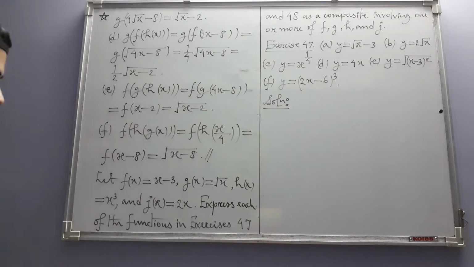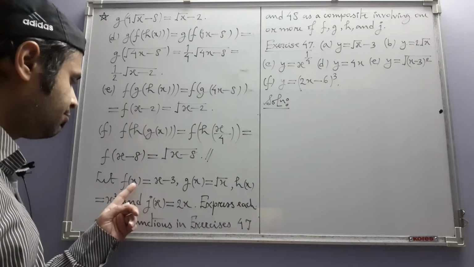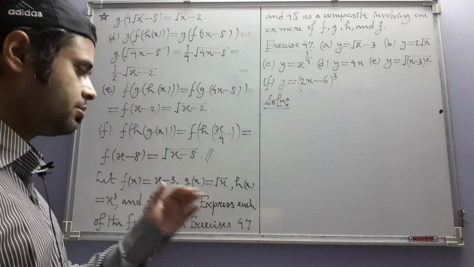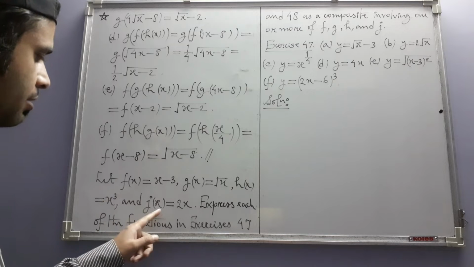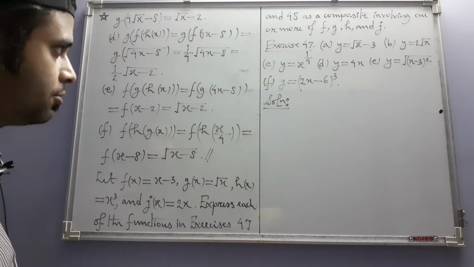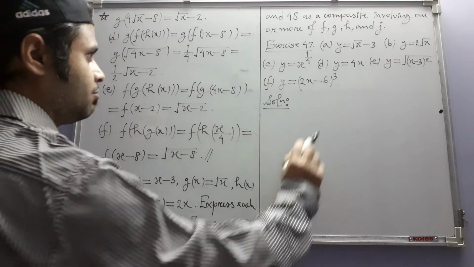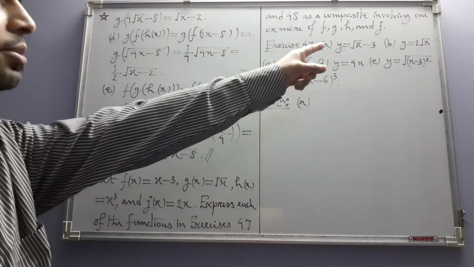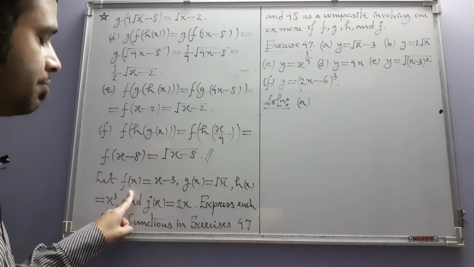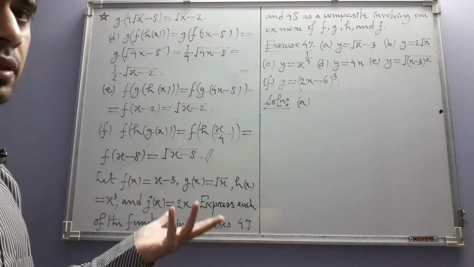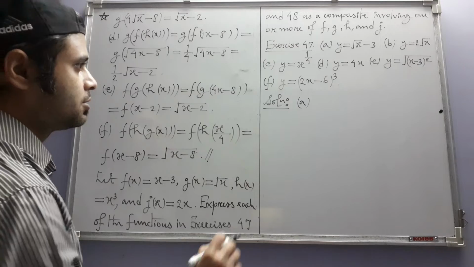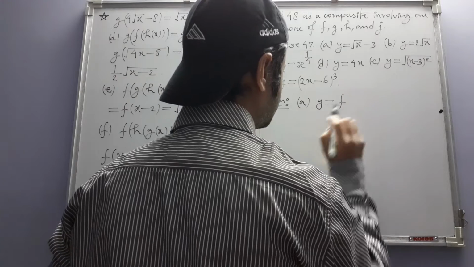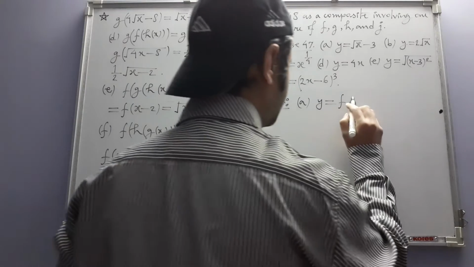Okay, so let us first see for once what the given functions are. F is subtracting 3. G is square root. H is cube and J is multiplying by 2. So here we have square root of x minus 3. Minus 3 means f. But f of what? F of square root of x. That means this is f of g of x.